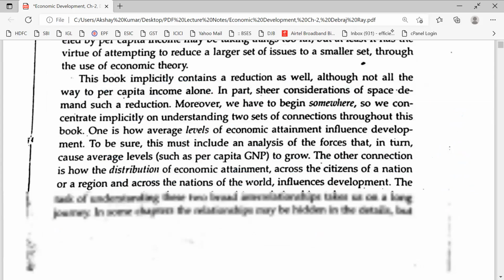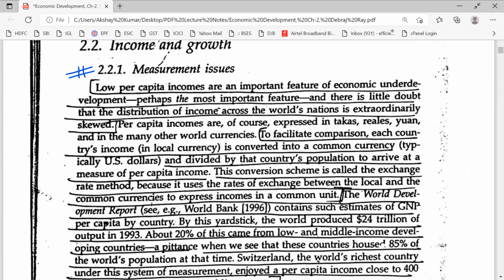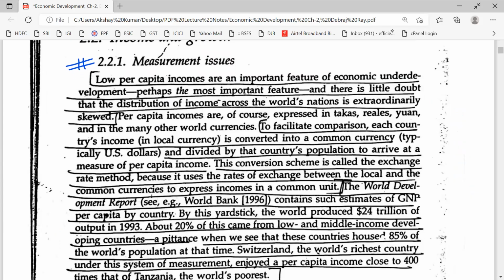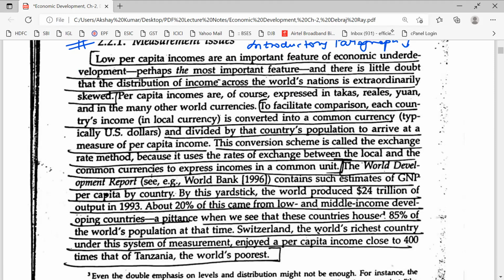Okay, and now if I come to the measurement issues, which is the last topic I plan to take forward in this particular lecture. So now measurement issues are further going to talk about per capita incomes and comparison of economies. So first of all, this is the introductory paragraph, which all students are going to mark. This is the introductory paragraph, which talks about measurement issues. So you will only mark what I have marked, and then you can start learning it up and understanding it.